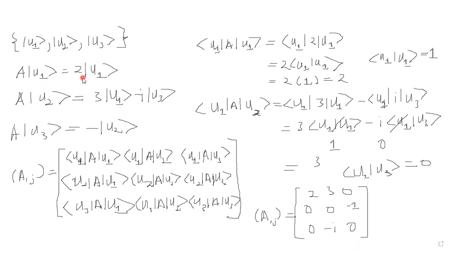A acting on U1, you get this. Operator A acting on U2, you get this. Operator acting on U3, the ket, you get this. Now, an operator is basically a matrix.